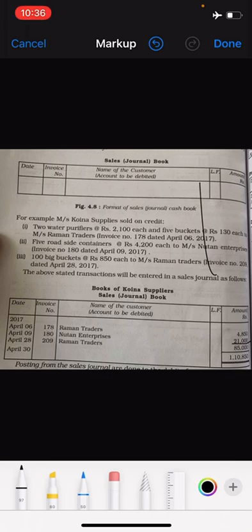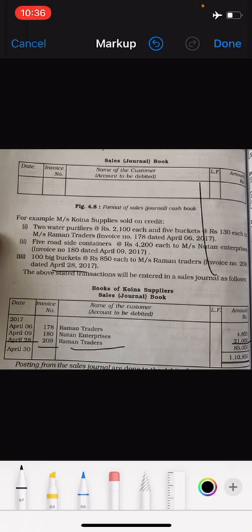And what is the date? Date is April 28. So April 28, and the invoice number is 209 and the customer's name is Raman Traders, 85,000. Then you have to total it. So when you total the amount column, you get 1,10,850. So this is how it is entered in the sales book.